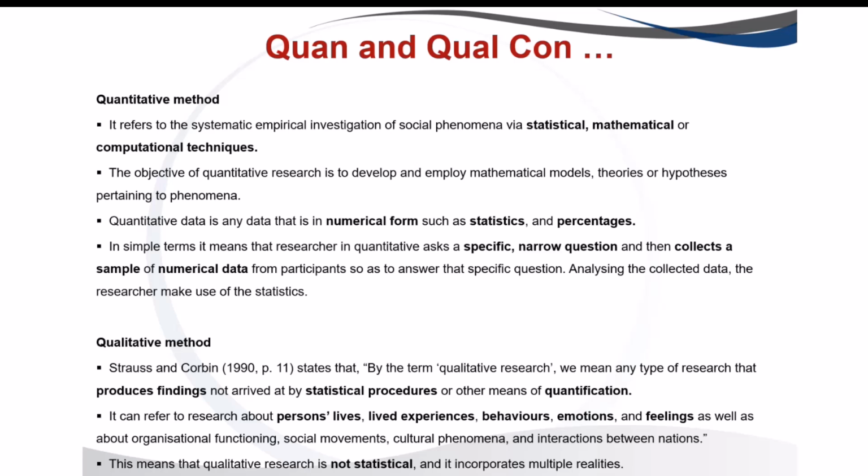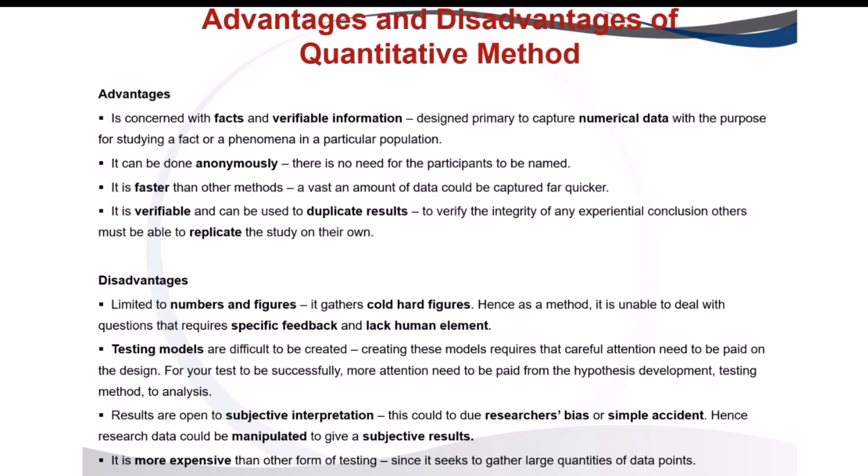Okay, you want to look at the last point? It says this means that qualitative research is not statistical. We've spoken about that. Okay, there are no numbers involved there. I'm putting up these advantages and disadvantages of both methods, quantitative and qualitative.